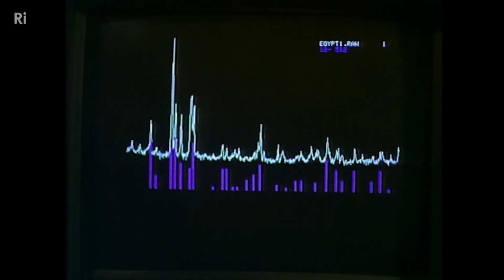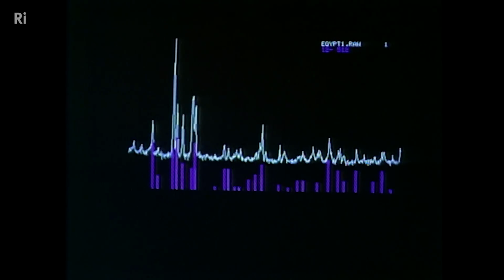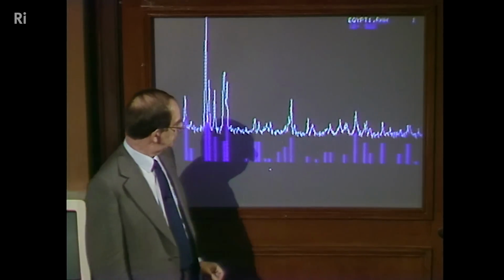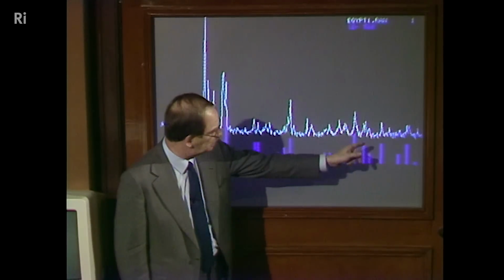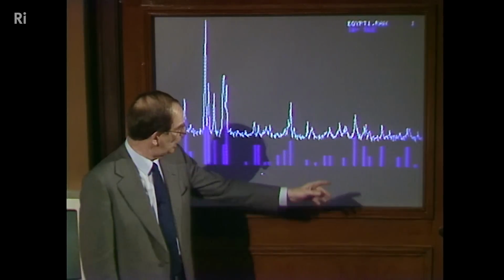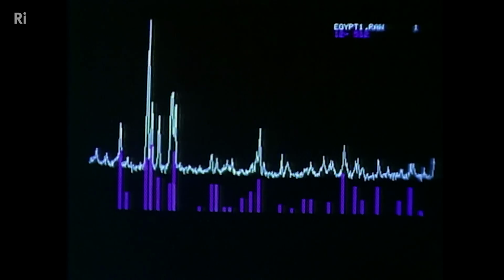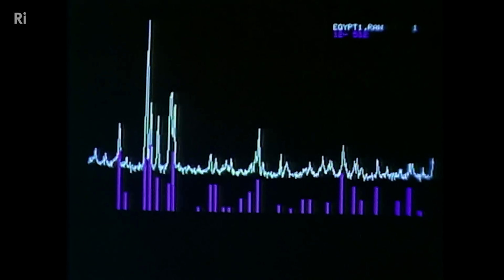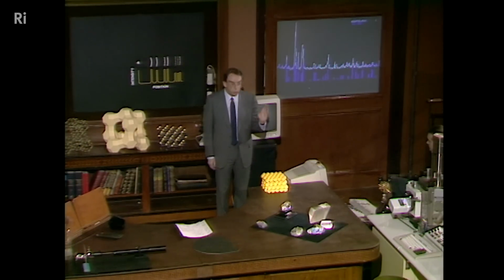Excellent. You see, each of these purple lines certainly coincides with a peak. But those of you who are looking very carefully here will find that there are one or two peaks which don't have lines corresponding to them. Now, the reason for that is we have a little bit of impurity in that Egyptian blue. In fact, in Egypt, there's no shortage of sand. In fact, silica, the sand, is quartz.